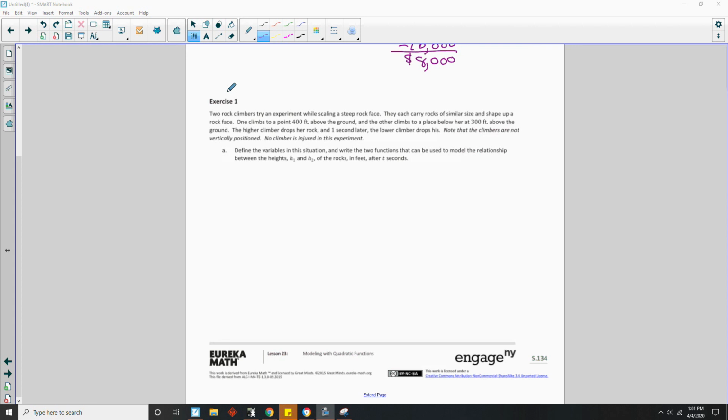Hopefully they didn't drop it on each other. Well, he couldn't drop it on her because he was below her. Note that the climbers are not vertically positioned. Oh, so there we go. No climber is injured in this experiment. I love it. A, define the variables in this situation and write the 2 functions that can be used to model the relationship between the heights h1 and h2 of the rocks in feet after t seconds.